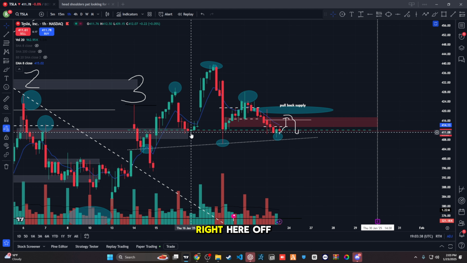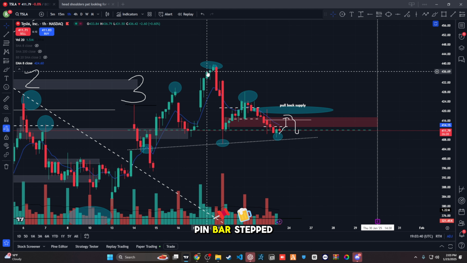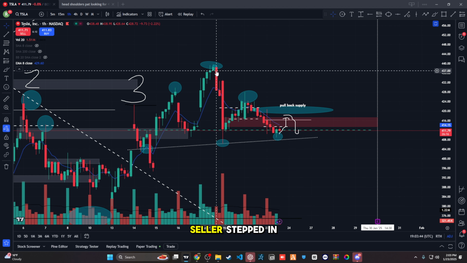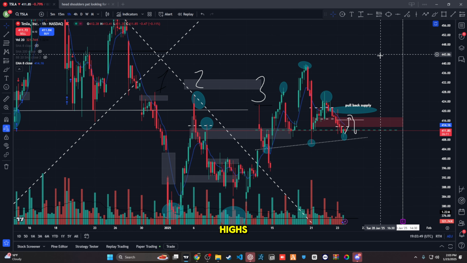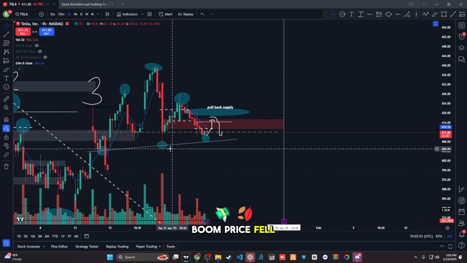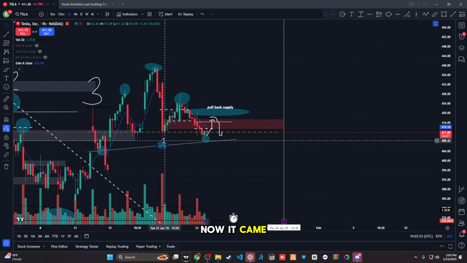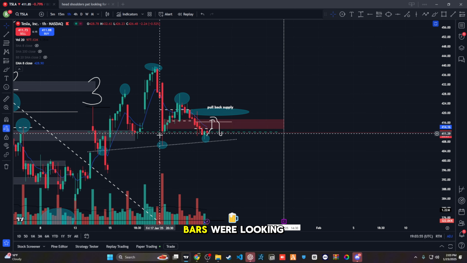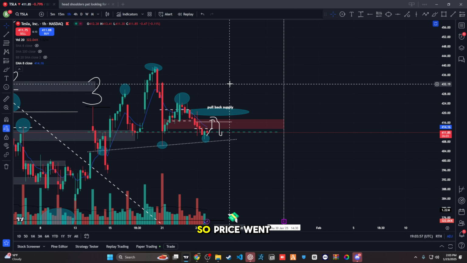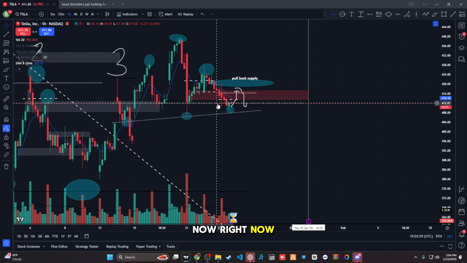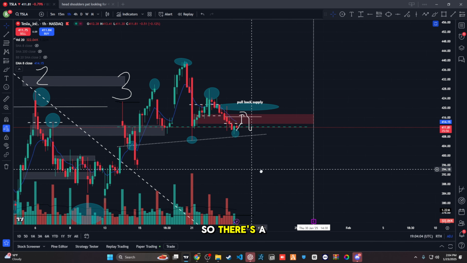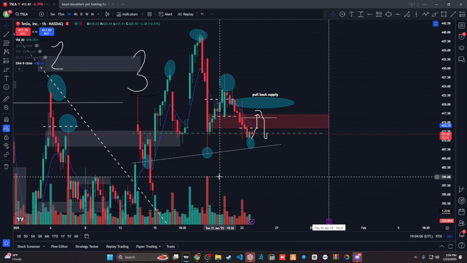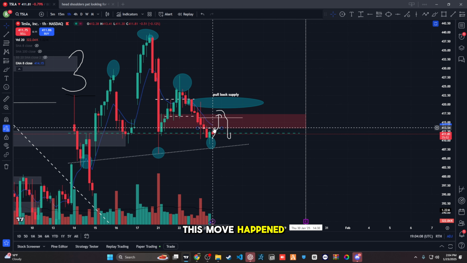Buyers stepped in right here off of this pin bar, then it was overbought, and then sellers stepped in at the highs. They stepped in at these highs, boom, price fell because it was overbought. Now it came into the oversold level. Buyers were looking to buy at demand, boom, so the price went back up, and right now it's at a demand level. But there's a pin bar, so there's some indecisiveness in this move, but it did go up.